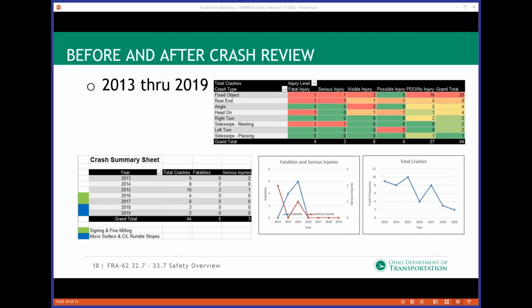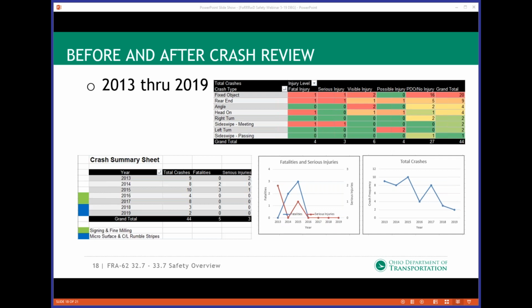So the before and after crashes, you can see on the top there's 44 crashes and the different crash types. On the crash summary sheet there on the left, you can see the years. So the years 2013, 14, and 15, those were prior to any work going on out there. 2016, we had implemented most of the short-term countermeasures by the end of January 2016. And those were in effect out through September 2017.